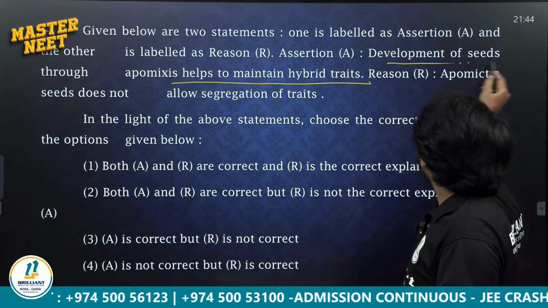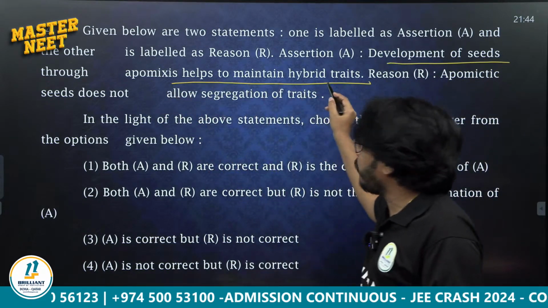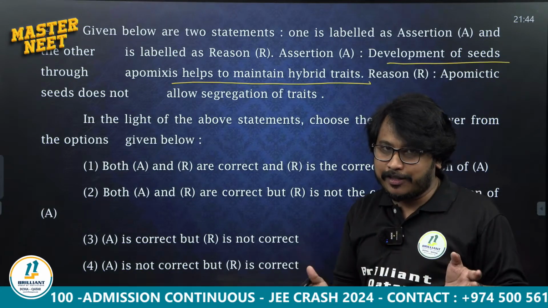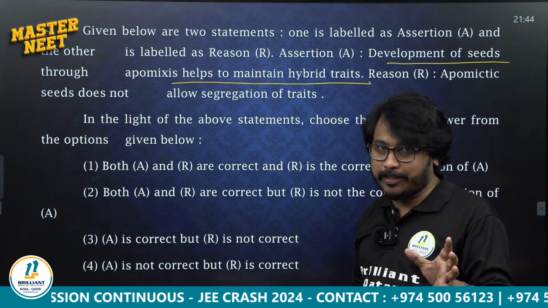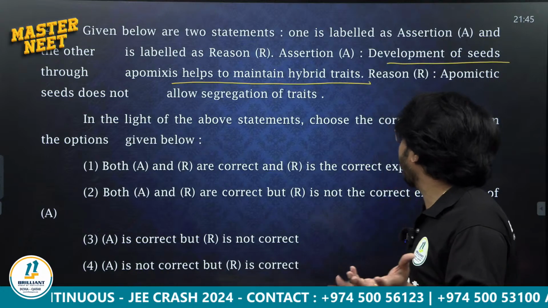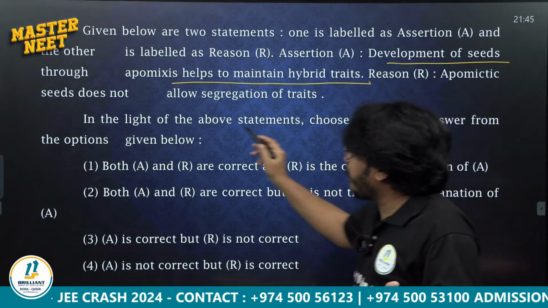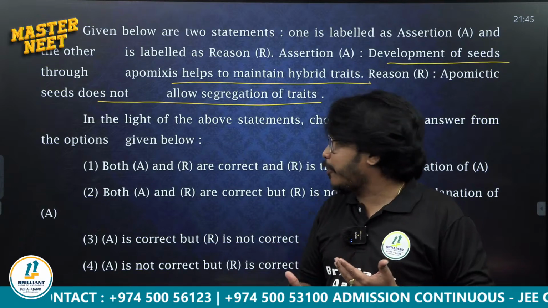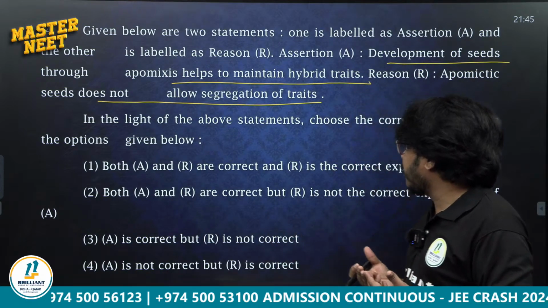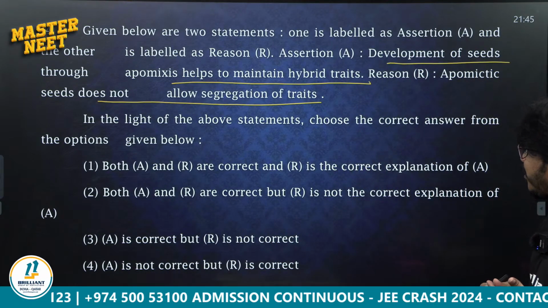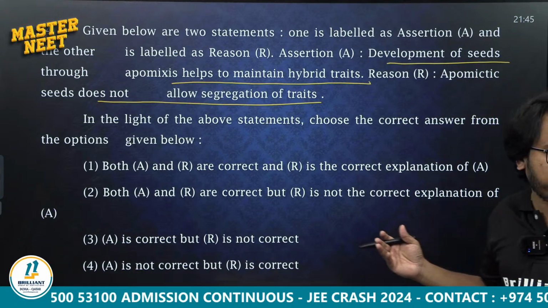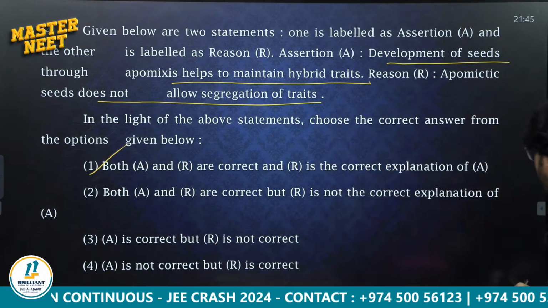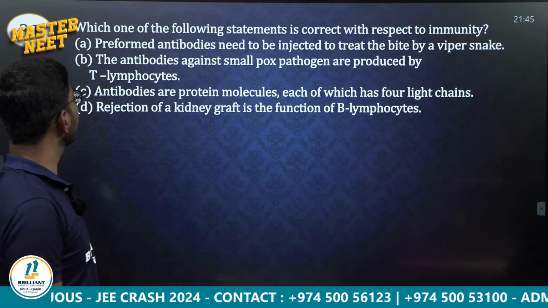So understand, development of seeds through apomixis helps to maintain hybrids. If you have made a hybrid plant, those genes will never segregate because it's an asexual reproduction. There is no gamete formation or anything. Reason: apomictic seed does not allow segregation of traits because it is asexual reproduction. So here both assertion and reason are correct, and the reason is the correct explanation of the assertion. Already all have commented, that is the answer. Now let's move to the next question. Look at the next question.